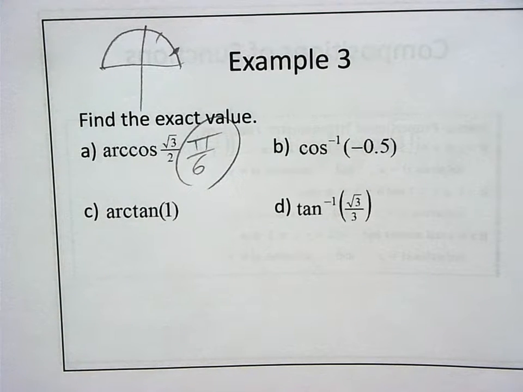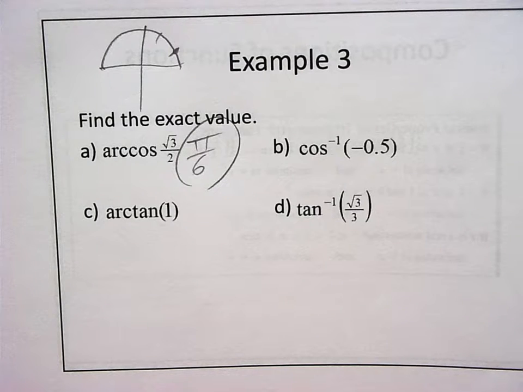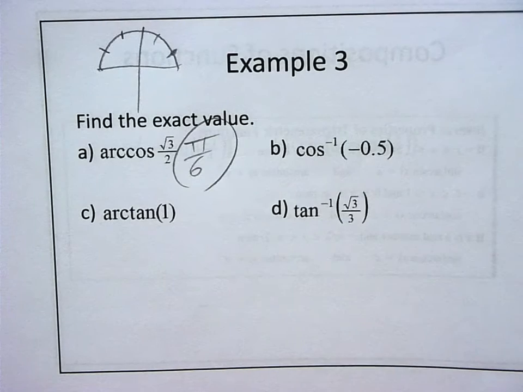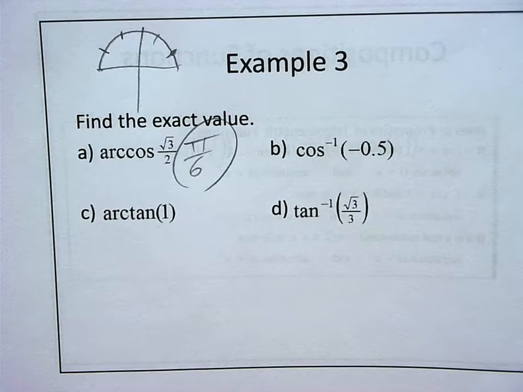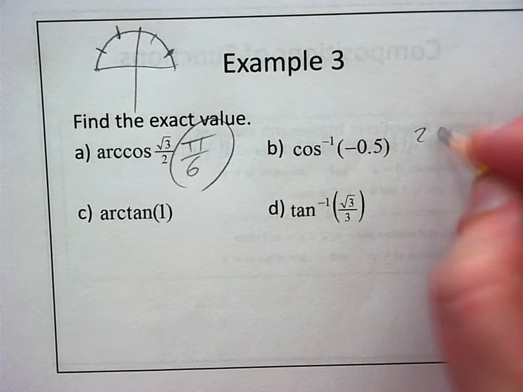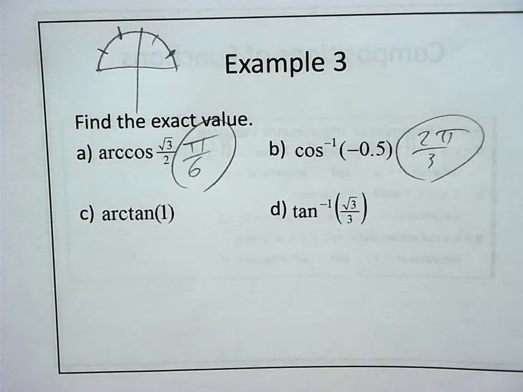What about inverse cosine of -½? What quadrant are we in there? 2. And which one are you going to be? This or this? Because I know I'm not in the middle. Yeah, it's going to be this one because the horizontal distance is shorter than the vertical. So 2π/3.